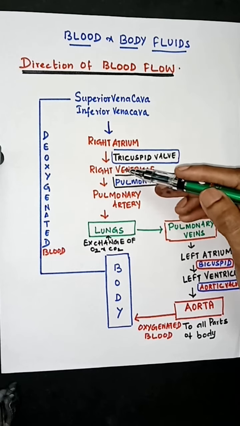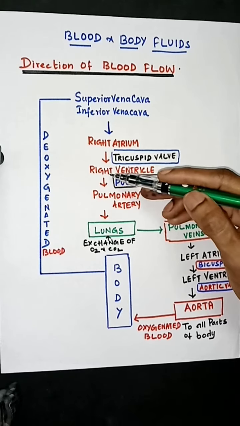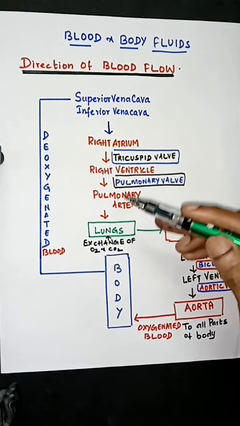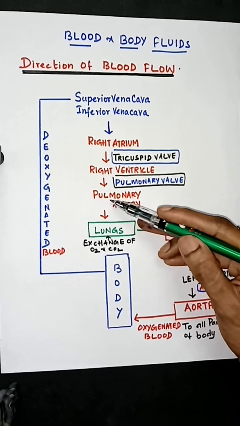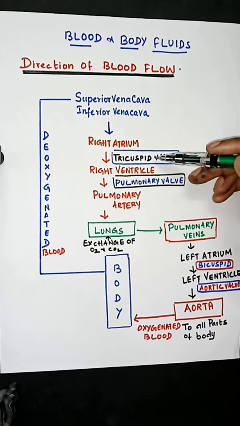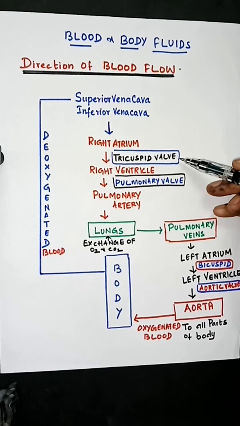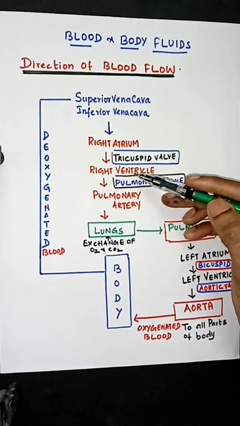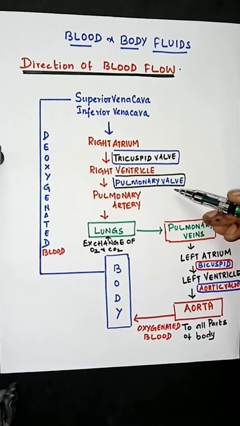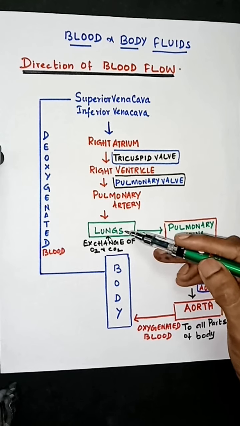Between the right atrium and right ventricle you have the tricuspid valve. So from the right atrium blood flows into the right ventricle. From the right ventricle it flows into the pulmonary artery, and the pulmonary artery carries this deoxygenated blood into the lungs. The tricuspid valve is present between the right atrium and right ventricle to prevent backward flow of blood. Between the right ventricle and pulmonary artery you have the semilunar valve, that is the pulmonary valve, and the pulmonary artery carries the deoxygenated blood to the lungs.